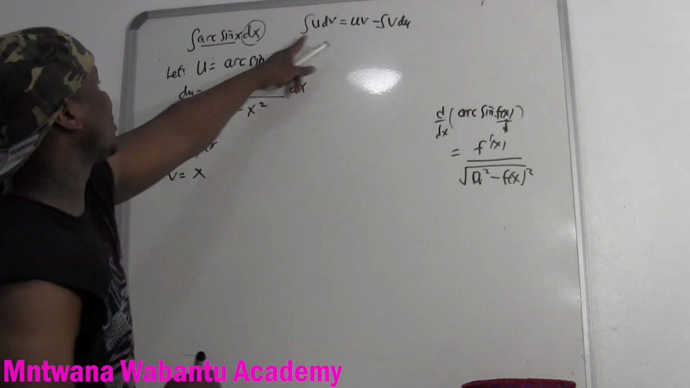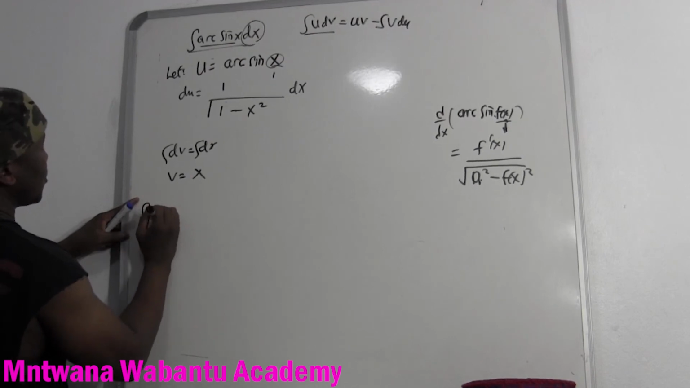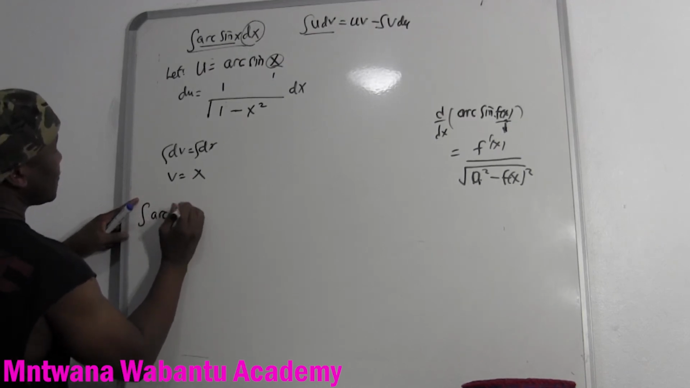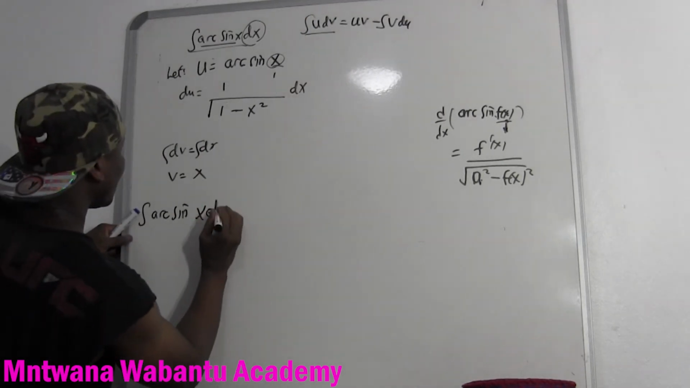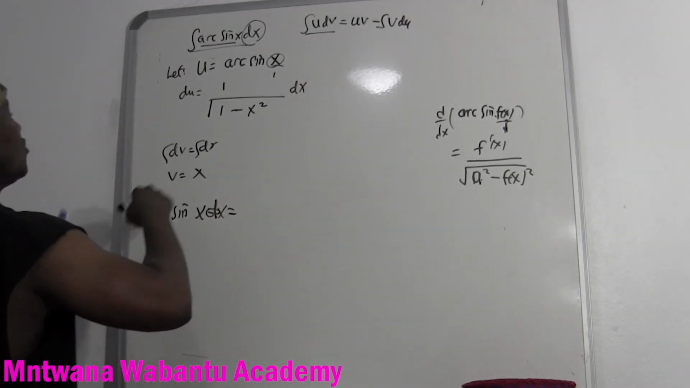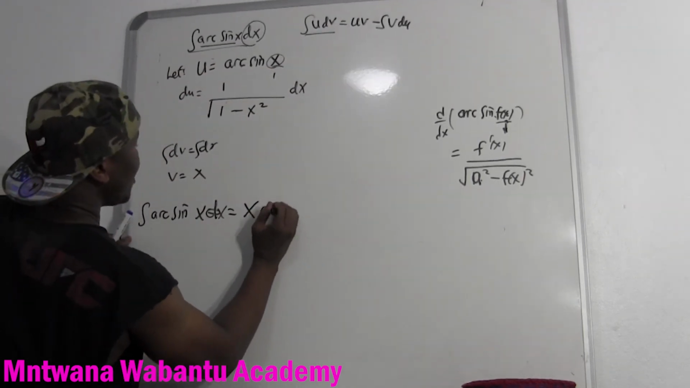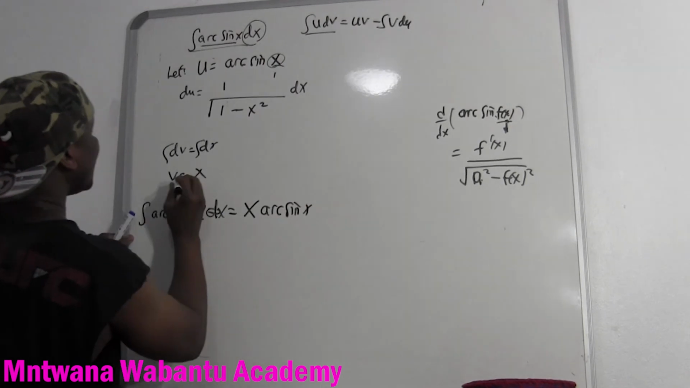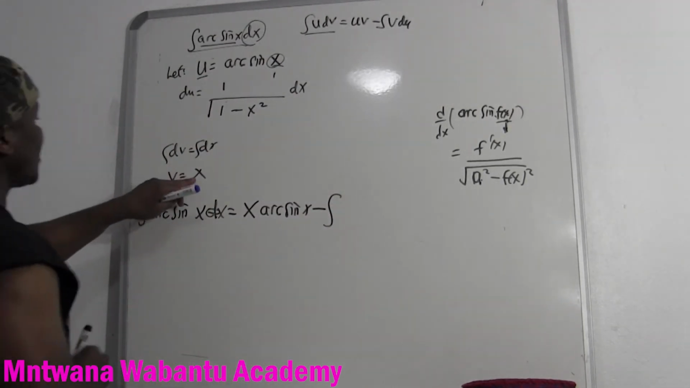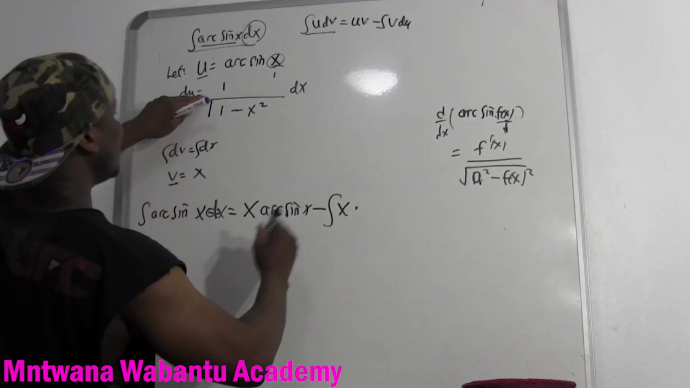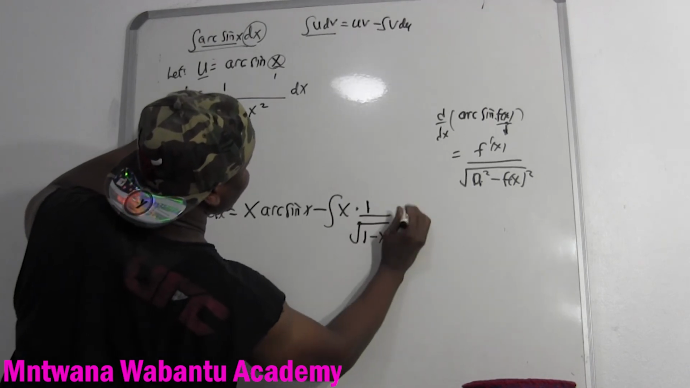So what we do now is substitute into the original form. Integral arc sine x dx equals uv. What is that u? Our u equals arc sine x and v equals x. So I'll start with the x and then go for arc sine x. And then minus integral of v du. Our v equals x, and our du equals 1 over the square root of 1 minus x square dx.